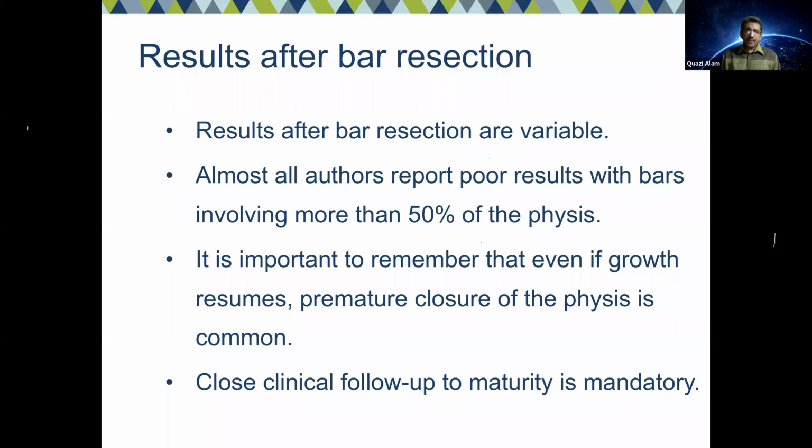So the results after bar resections are not as enthusiastic as it looks. In all the journals that I have gone through while preparing this presentation, I found that the results of the bar resection are really variable. Almost all authors report very poor results with bars involving more than 50%, and that's why they recommend not to go for partial bar resections if there is more than 50% physis involvement.